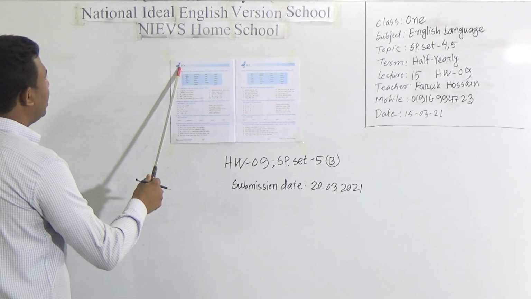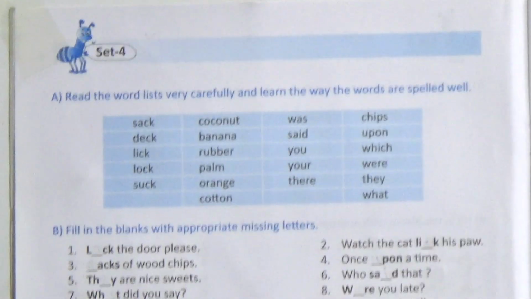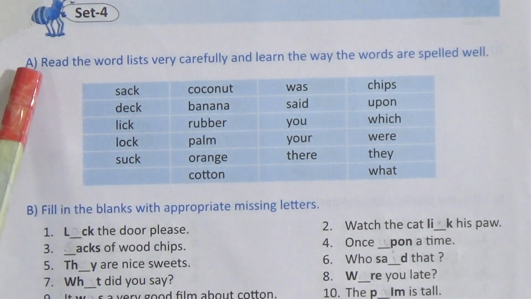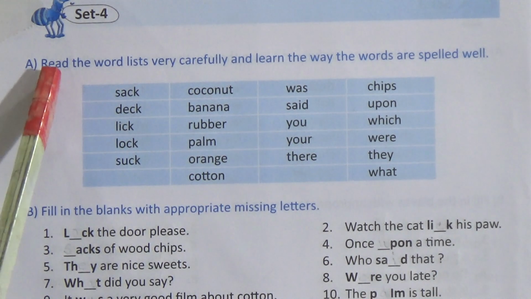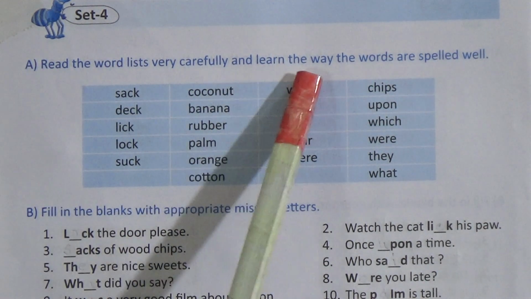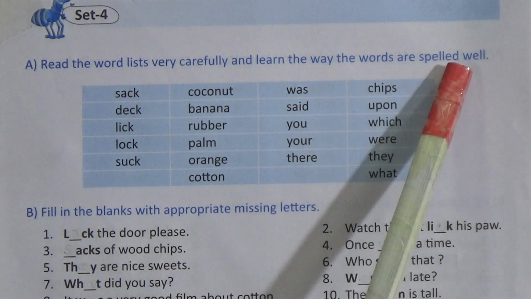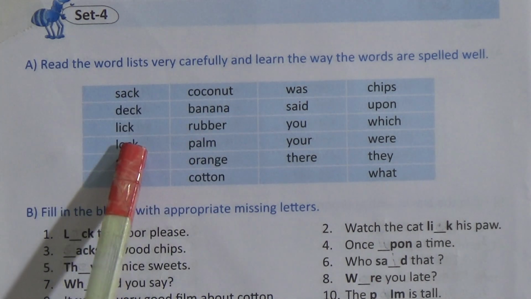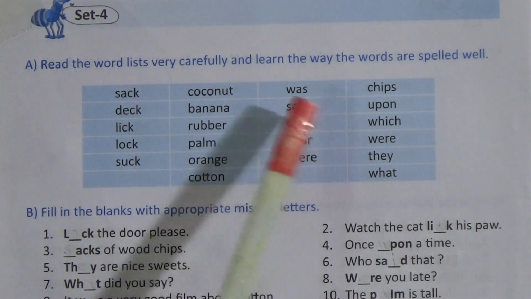Dear students, this is spelling set 4 and this is 5. Set 4 is at page 8. So first of all, we have to read A. In task A, what is written? Read the word list very carefully and learn the way the words are spelled well. That means you have to learn the spellings of these words.